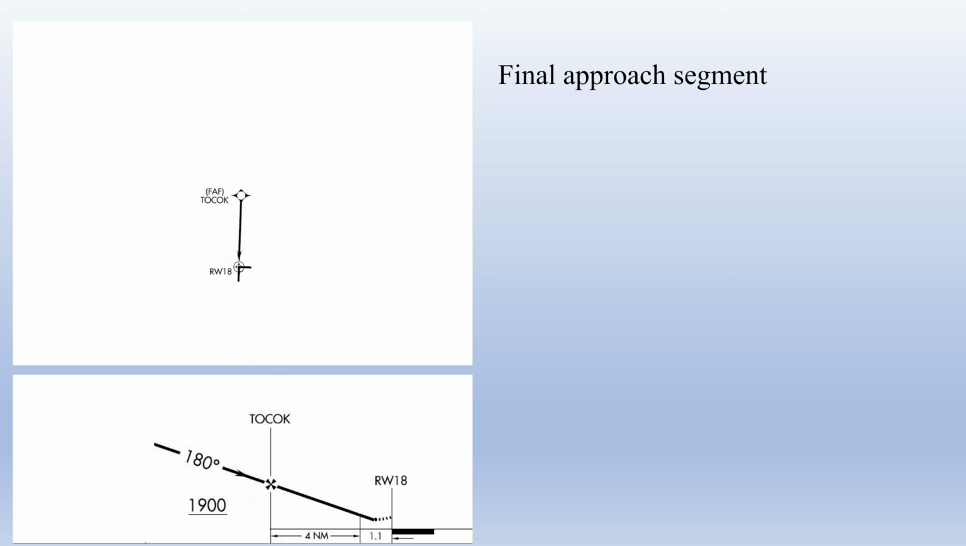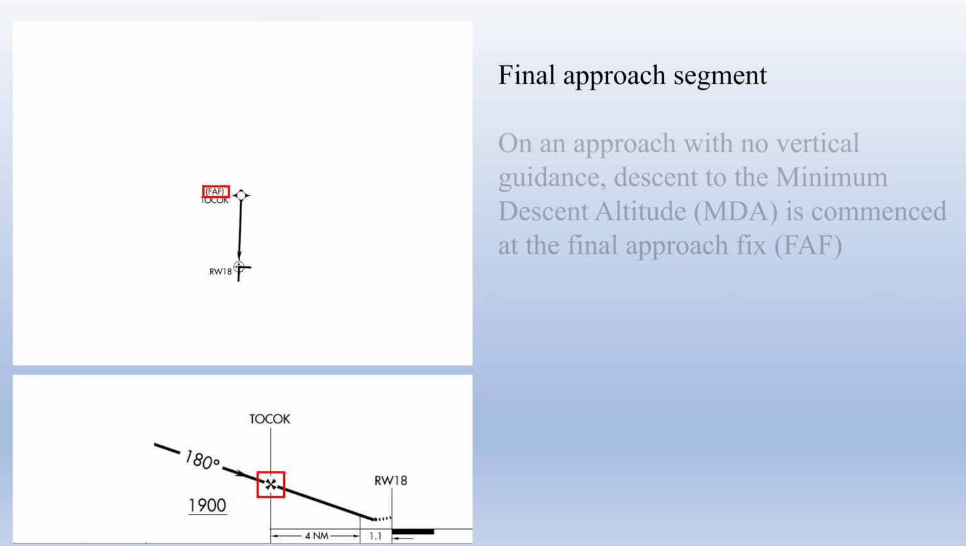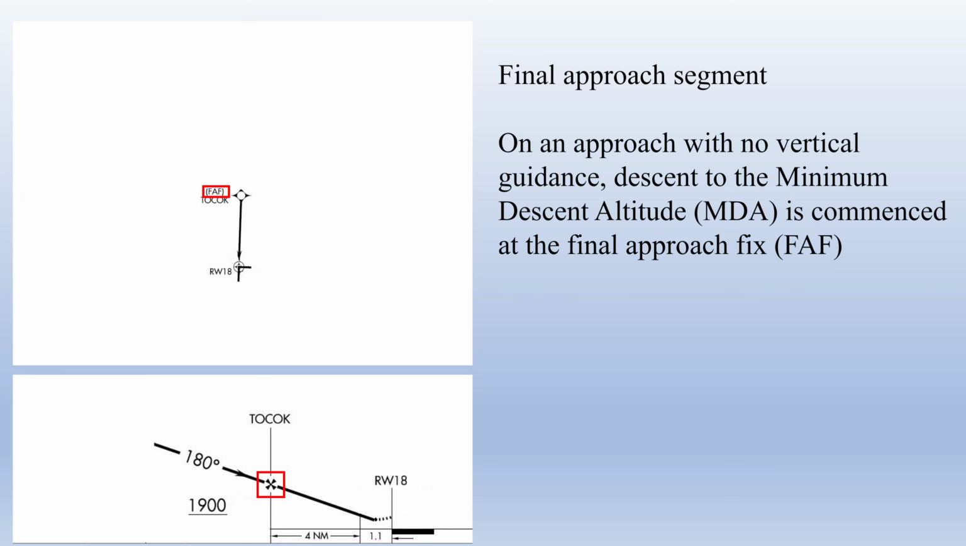On most approaches, the final approach segment is aligned with the runway, and it allows the pilot to make a safe descent from the last level altitude on the approach down towards the runway. The final approach segment is typically 3 to 5 miles long. It starts at a point called the final approach fix or final approach point. On an approach with no vertical guidance, the final approach fix is labeled FAF on the plan view. On the profile view, it is depicted with a big black X called a Maltese cross. On these approaches, the final approach fix is where you start your descent to the minimum descent altitude or MDA.